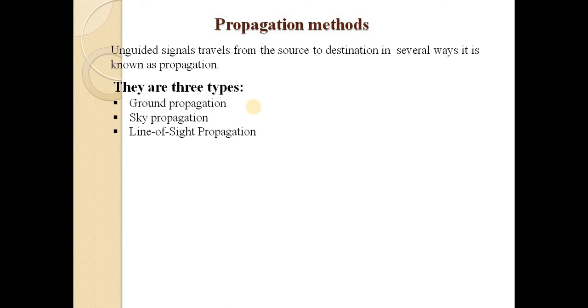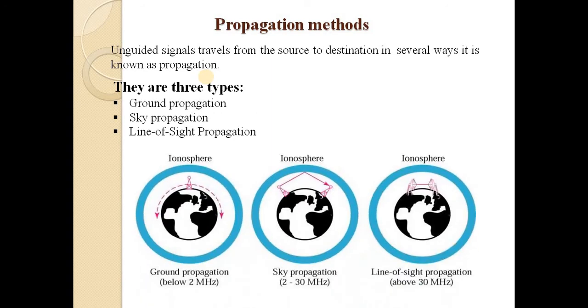Before understanding the different types of wireless communication, let us first understand the ways in which wireless signals travel. These signals can be sent or propagated in three ways: first is ground propagation, second is sky propagation, and third is line of sight propagation.